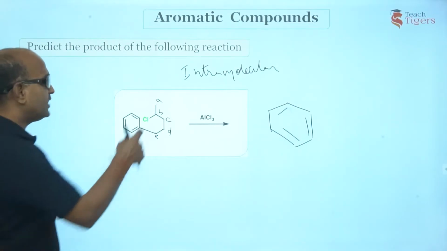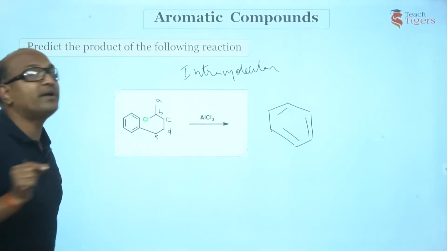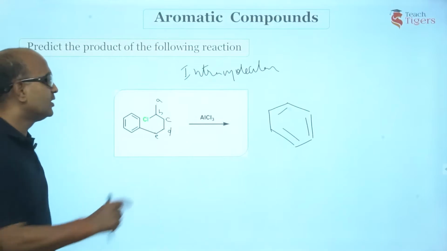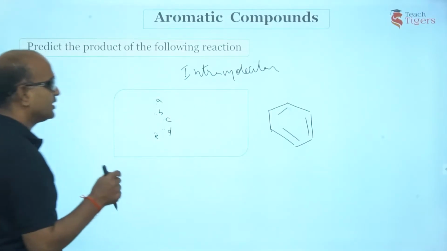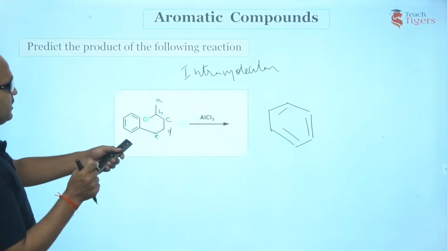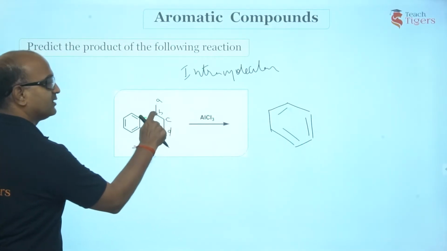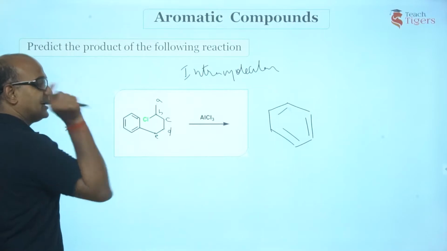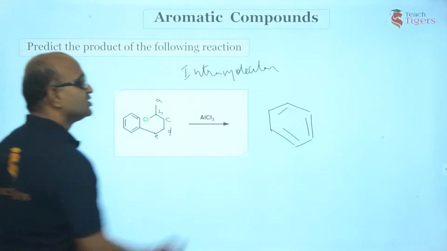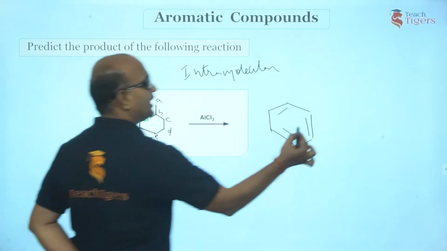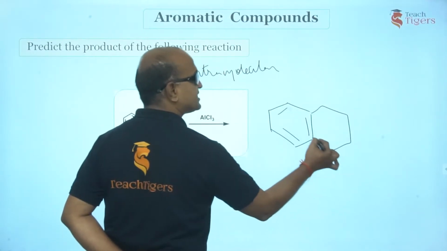No. Now when this B attacks this, how many membered ring are you going to get? You would be getting 1, 2, 3, 4, 5. This is the carbon which is going to attack here. 6-membered ring you are going to get. So that is what I have done. So I am writing a 6-membered ring like this.